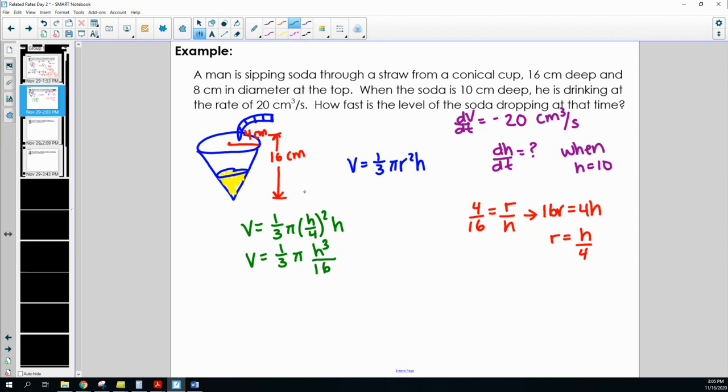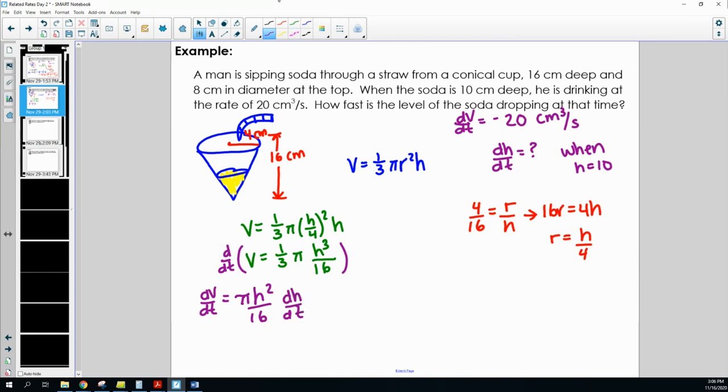Okay, so then we are going to take the derivative of each side. Take the derivative with respect to time. So we have dV over dt equals, and again, this is similar to the last problem, so I can multiply the 3 times the 1/3, which is going to go away. So I'll have pi h squared over 16 times dh over dt.